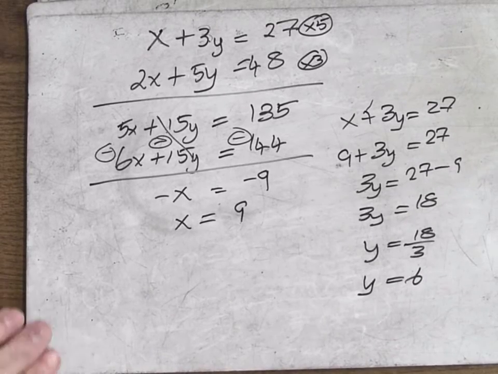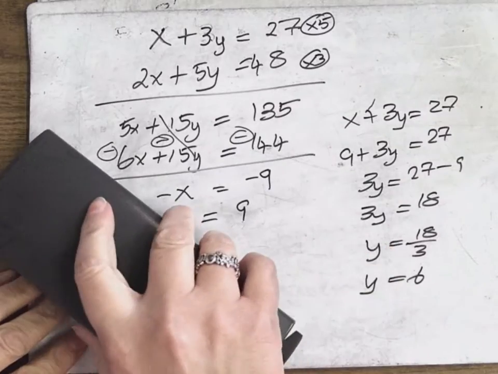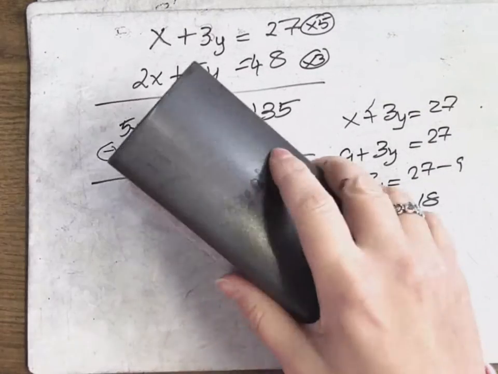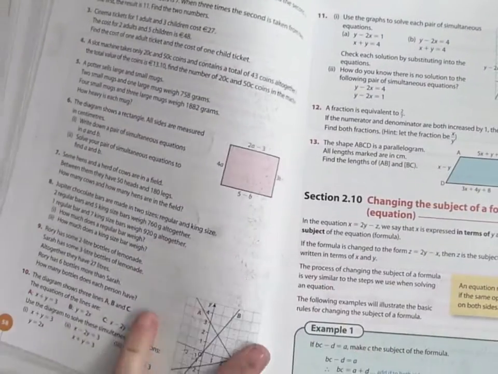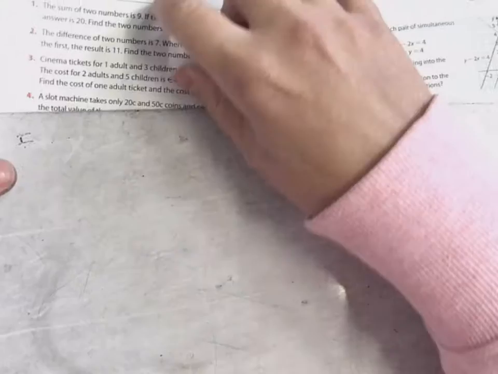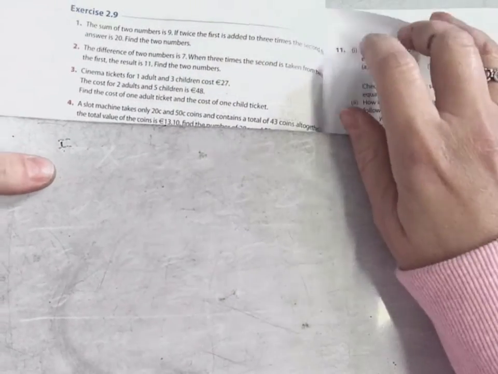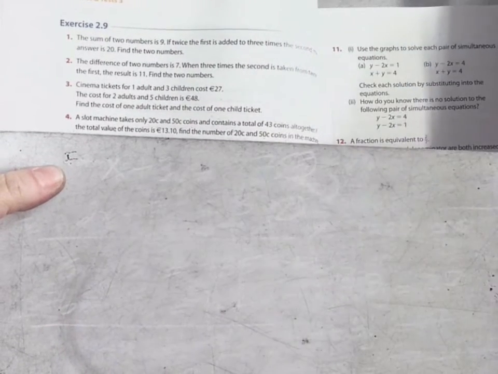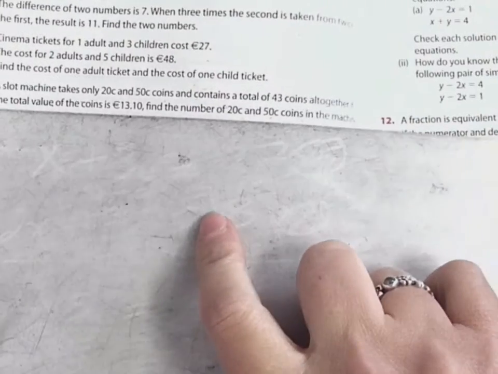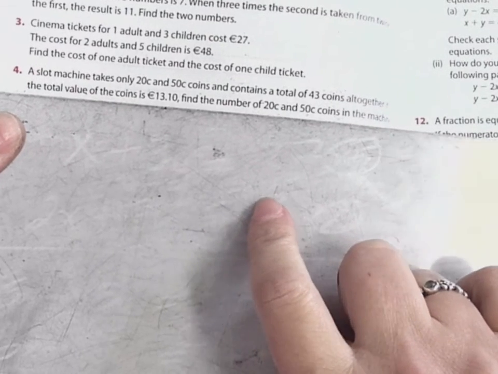Right. Okay, the next one you had was number 4. Right, okay, so back to the questions for number 4. Okay, so number 4 is here. So a slot machine, that's probably too big now. No, it's okay.